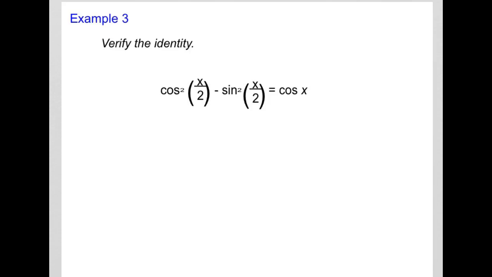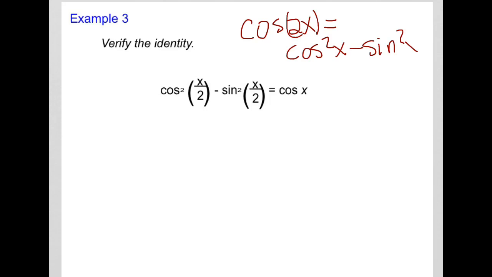Well, I look at this and it looks very similar to an identity we already know. And that is one of our double angle identities. The double angle identity that it looks like to me is cosine of 2x, which is equal to cosine squared x minus sine squared x. So I'm going to use that concept right there.